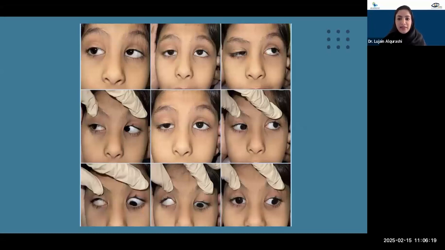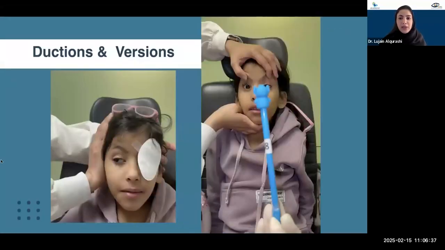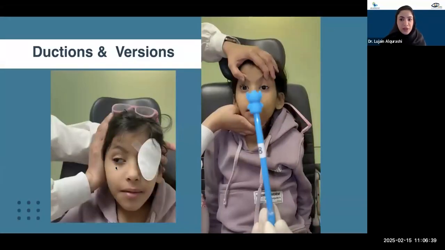On right and left gaze, there are no abnormalities noted. But if you notice, despite that the patient had limitation in superduction, when the patient attempts to infraduct the eye, the right eye shoots upward, and it's a very obvious and significant upshoot of the right eye. I just want to show you a video of her ductions and vergence.